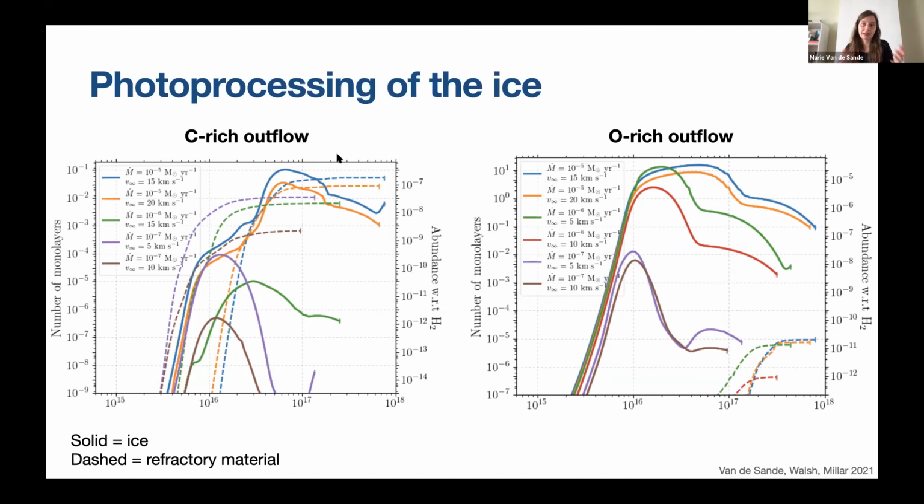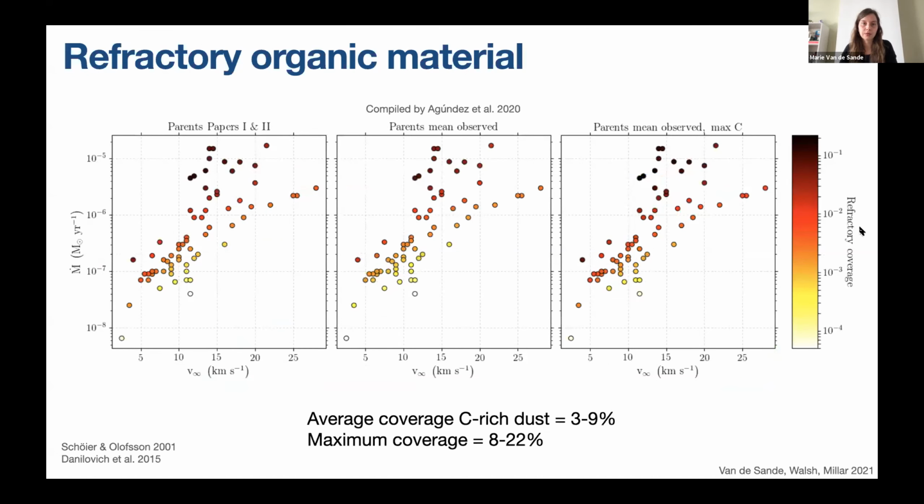In order to quantify the refractory organic contribution of AGB outflows to the ISM, we calculated a model for an observational grid of carbon-rich AGB stars. So here we have the grid, mass loss rates, and the outflow velocity. And the color scale corresponds to the refractory coverage of the model. We did it for 3 sets of parent species, so the ones that we used before. One is based on observations as compiled by Agundes, and then here again the observational set with maximum amount of carbon. And we find that on average, carbon-rich dust has a refractory coverage of 3 to 9%.